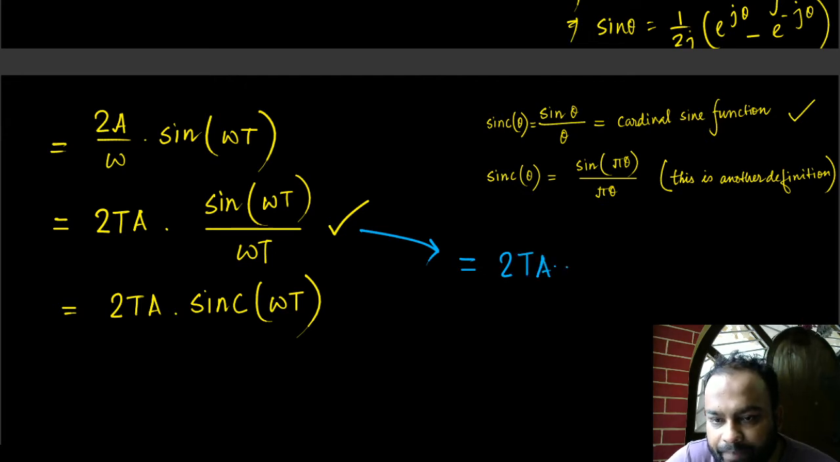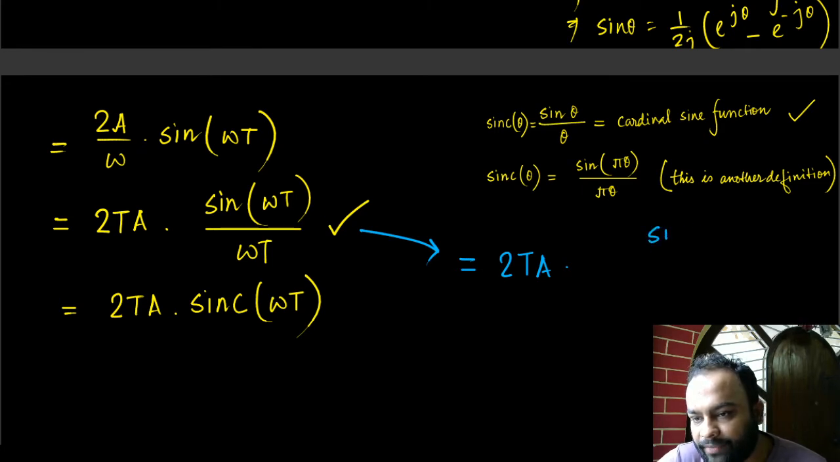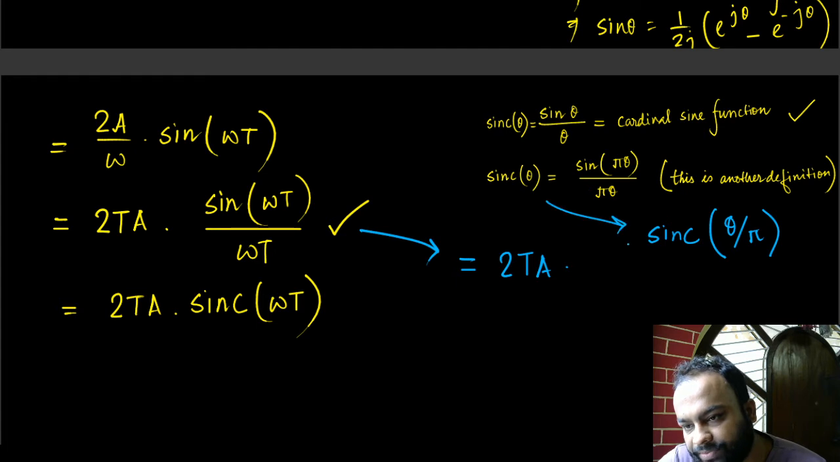I can write 2ta into, now look at this one very carefully. What do I have in this particular scenario? I have sine omega t. So for this function, look carefully here, if I have, say for example, sinc theta by pi, try to understand with this definition. With this definition, if I have sinc theta by pi, what do I have? I have sine theta by theta, something like that.